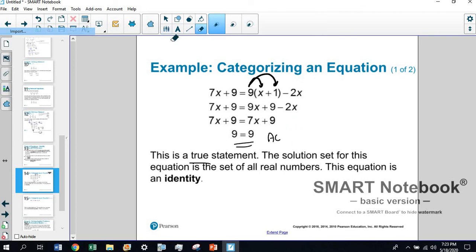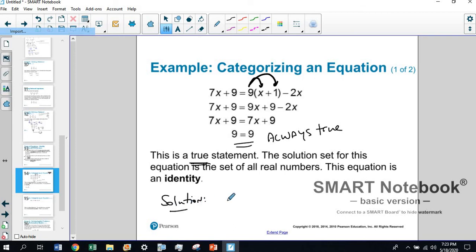Or you end up with something that's never true, and that's called an inconsistent equation. So always true is identity. The solution for this then is what? Well, if it's always true, then x is any real number. X can be all real numbers.